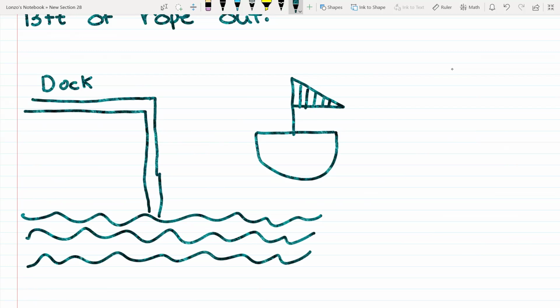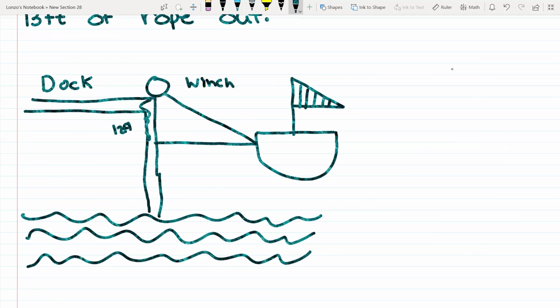So here, let me show you what they mean. Here's the winch, and it's slowly pulling the boat into the dock. So somehow it forms a triangle like this, right? And then they're saying that it's 12 feet above the deck of the boat. So this length here is 12 feet.